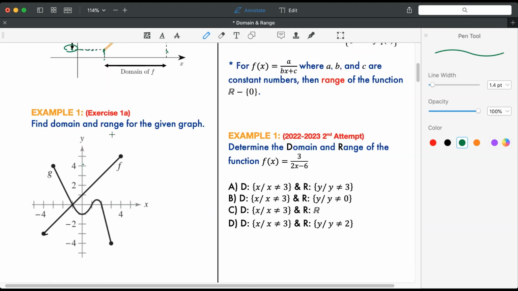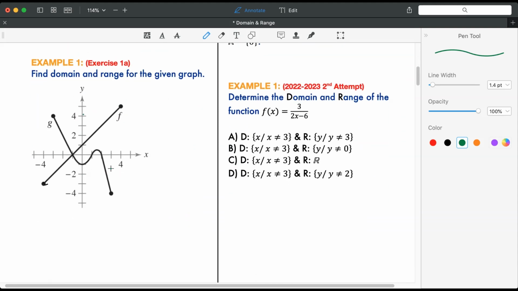Let's look at the question. Exercise 1a. There are two graphs. Let me find domain and range of one of them. For example, function g. So what is domain of function g? To find the domain, we look at the possible x values. So from the smallest, the point at most left, this one will be the smallest x value. We will go to the point that's at most right. So this is the smallest, this is the biggest x value.